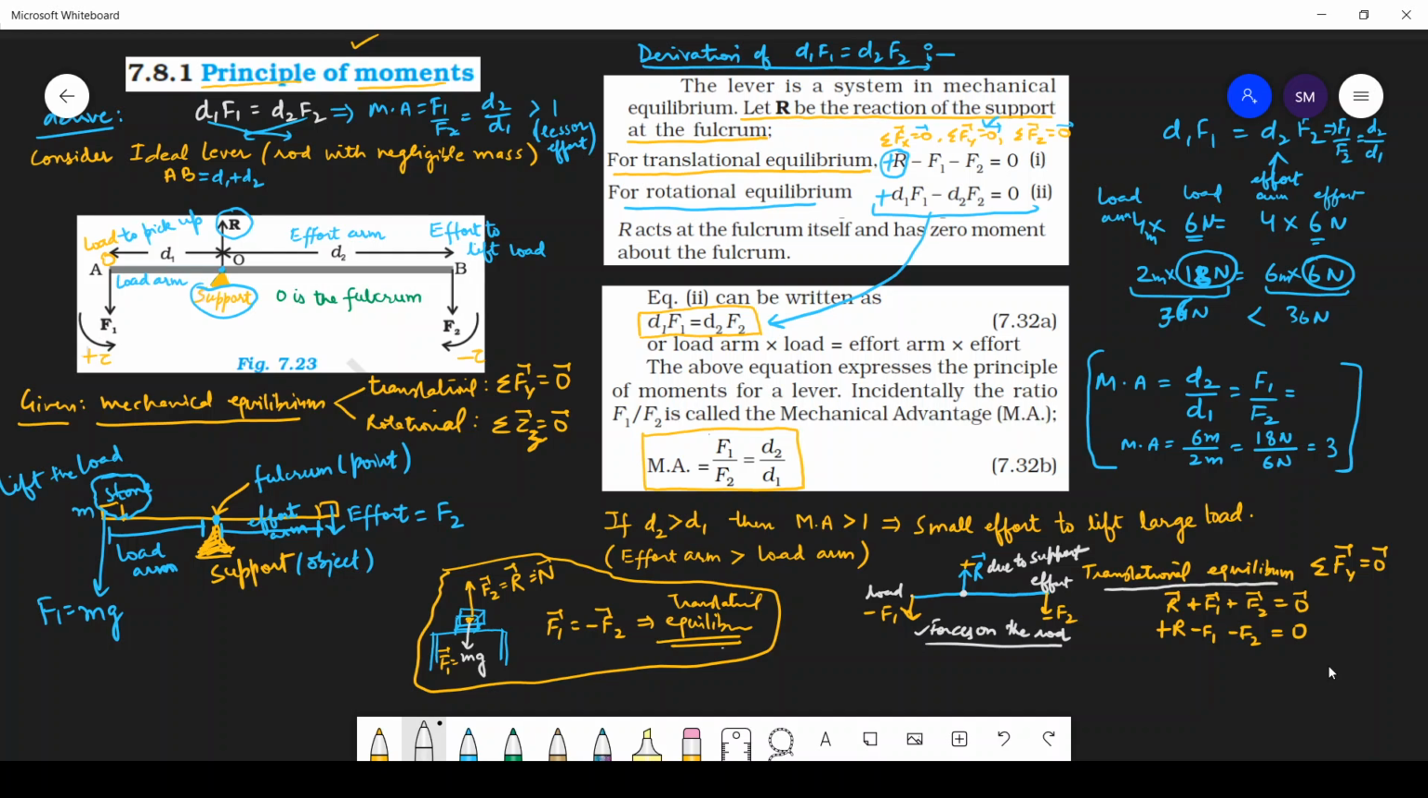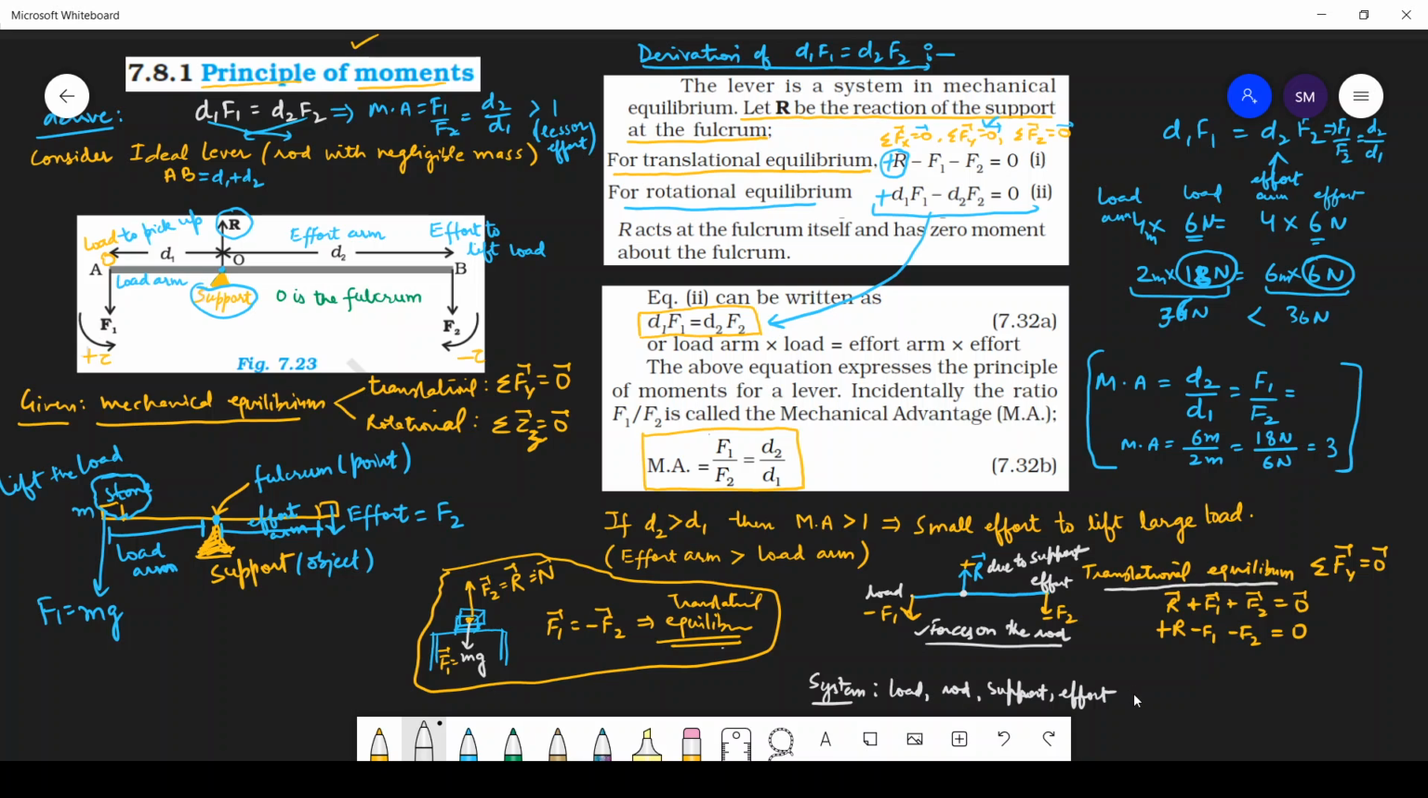Because if you are studying the force on the support and this lever, then it will be a system. And the forces acting in a system, if you are taking this whole as a system, what does your system have? Load, rod, support, and effort. These four things form your system.